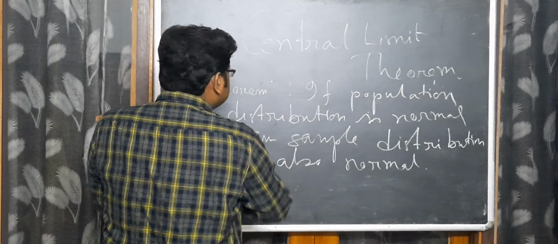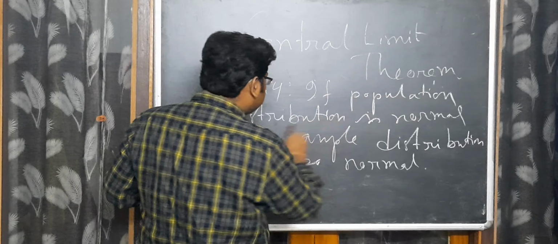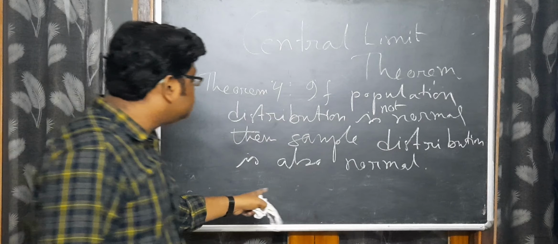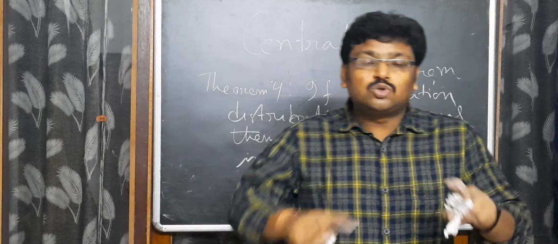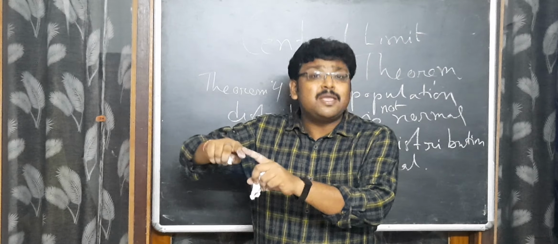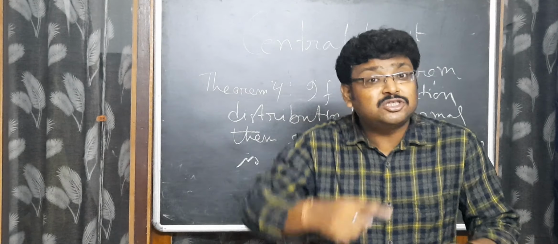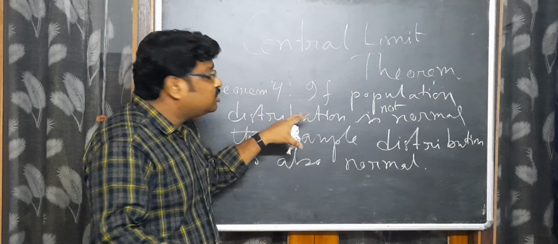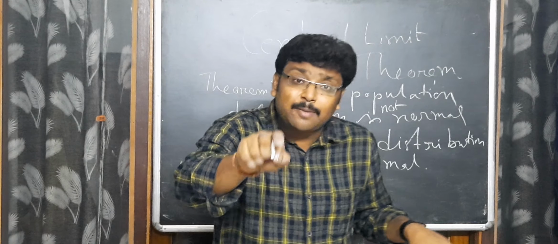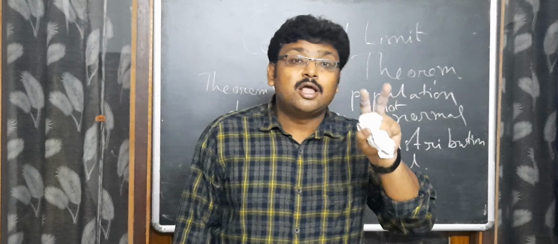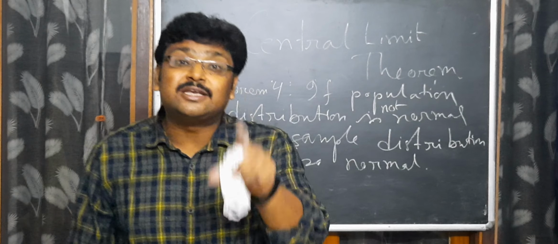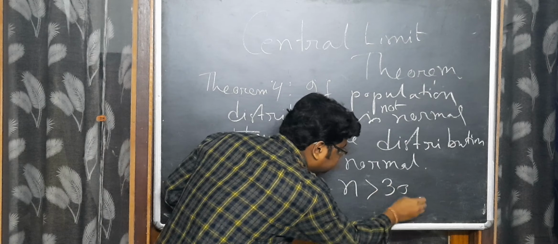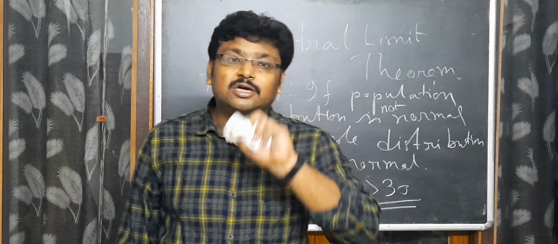Now, the fourth theorem is: if the population distribution is not normal, then the sample distribution is also normal. The population distribution may be exponential, it may be skewed, but still the sample distribution is normal. There is a condition: the number of observations should be greater than 30, that is, n should be greater than 30.